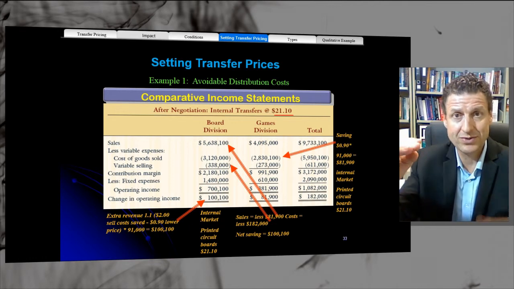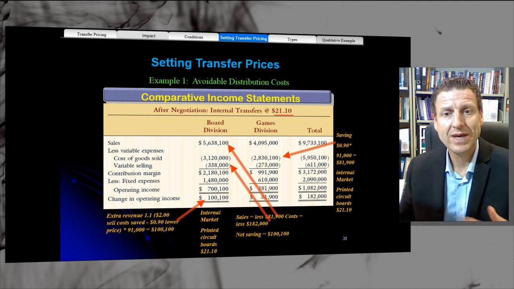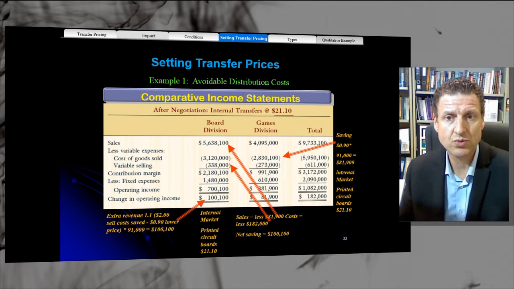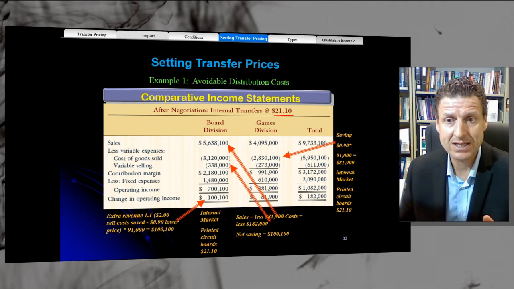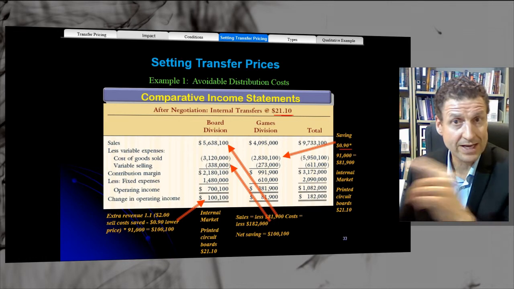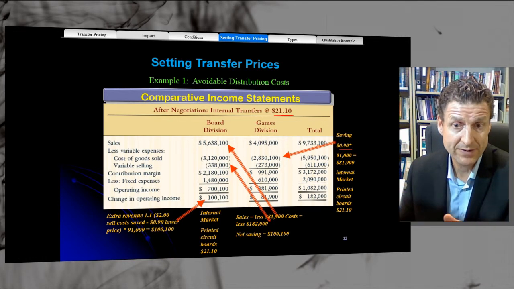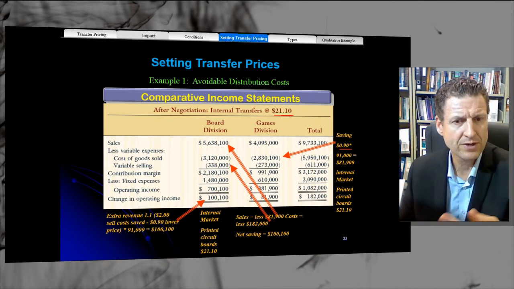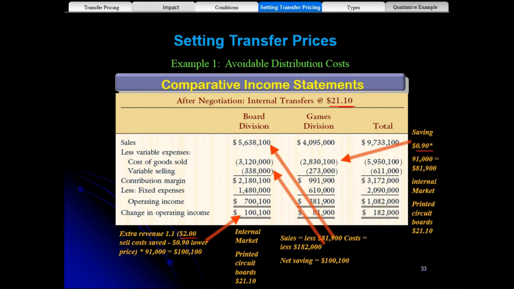So you have $22, you have $20. So here is an example of income statements where it's $21.10. So what's going on? Games division is actually saving 90 cents, because if they go external, they've got to pay $22. Now they have to pay $21.10. What about the board division? Well, they save $2, but they're actually giving 90 cents away of that $2.